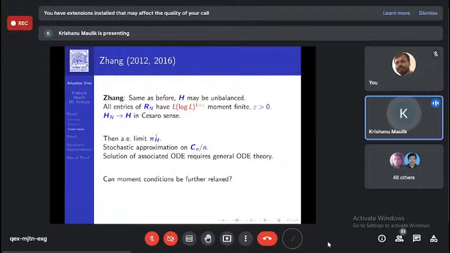So the question that became is, for the first moment condition, Laruelle and Pagès or Bai and Hu required two moments because they wanted a central limit theorem. But if I only want the strong law of large numbers, then only the first moment should suffice, at least in the IID setup in some sense. Here they are requiring a bit more than L log L moments. So can I relax those moment conditions? Can this limiting matrix H be random? And can we handle this ODE a bit more easily than invoking pretty difficult and complicated general ODE theory?